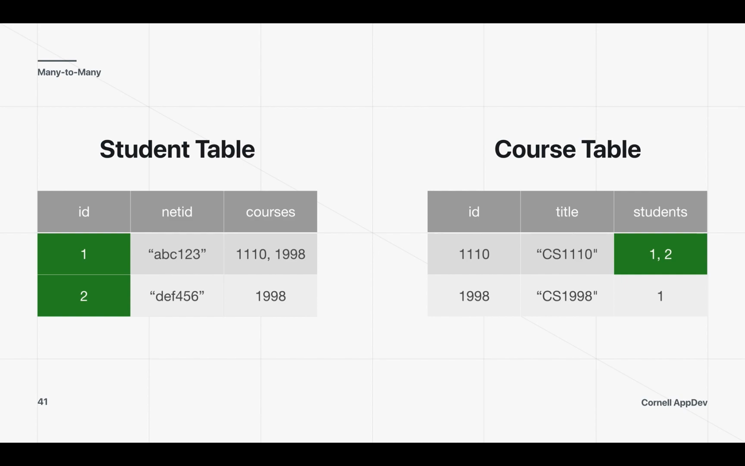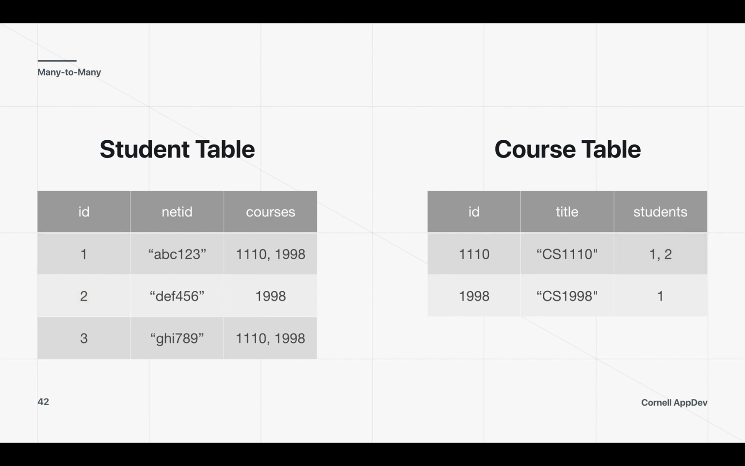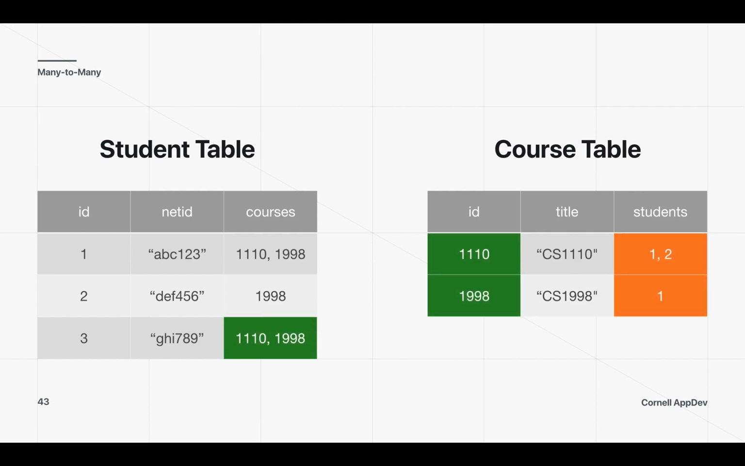So at first glance, it seems like a rather okay approach, but the problem that we run into is what happens when we add new students or new courses. So say we add a third student here who's also enrolled in 1110 and 1998. As you can see, our students column in the course table is no longer reflective of the relationship. So what we have to do now is update all of the courses that this new student is enrolled in, by appending to that student list. As we're adding many, many students and many courses, the operation time goes up very, very fast, and it's not a sustainable method for storing this relationship.